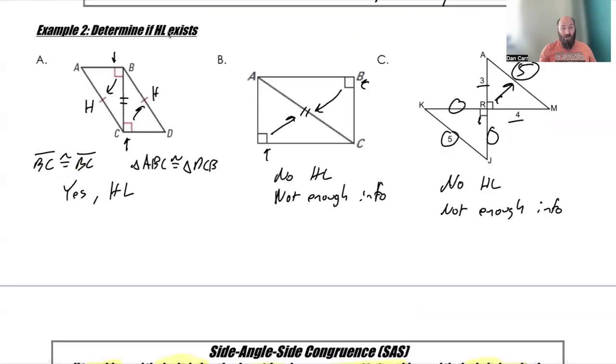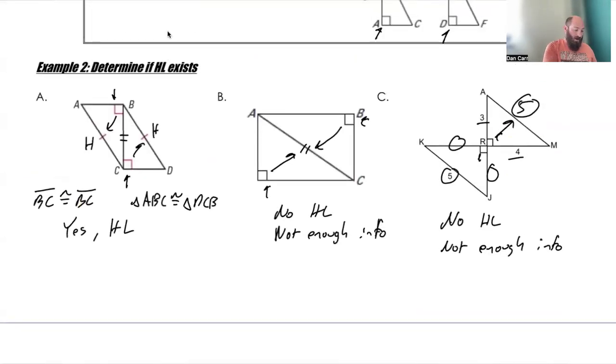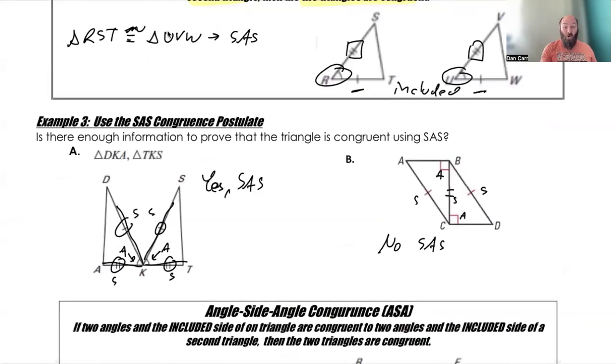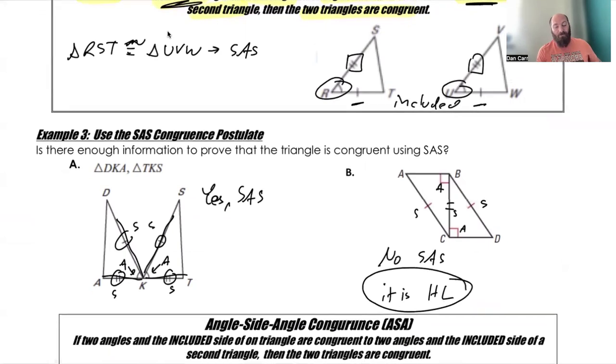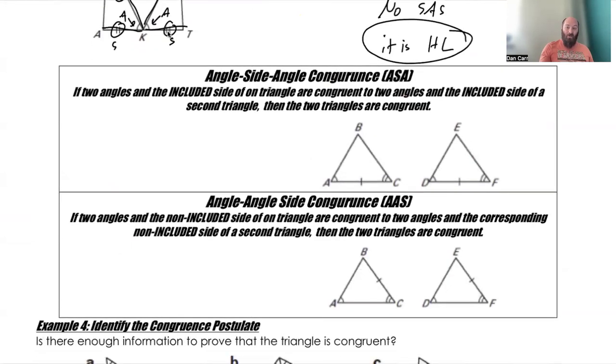But since that is matching up to this diagram, I do know that I could use hypotenuse leg. So it's no side angle side, but it is hypotenuse leg. Okay, so they are congruent, just not for the side angle side reason. And my last example, they're actually kind of related to each other. Angle side angle and angle angle side.